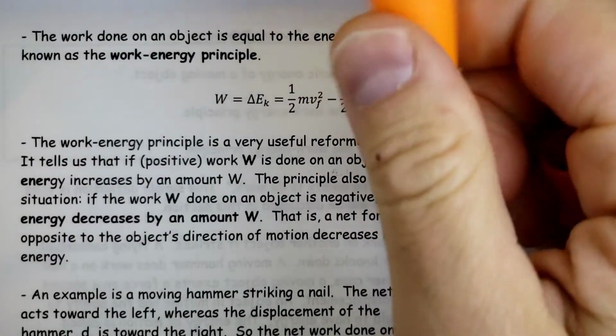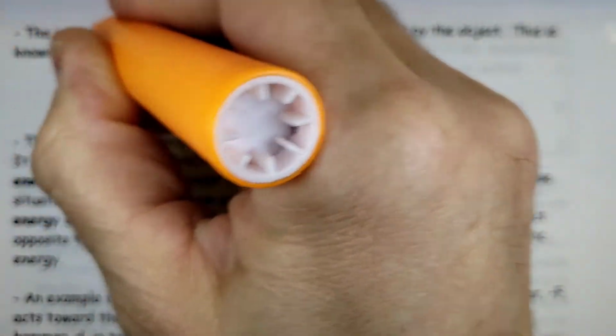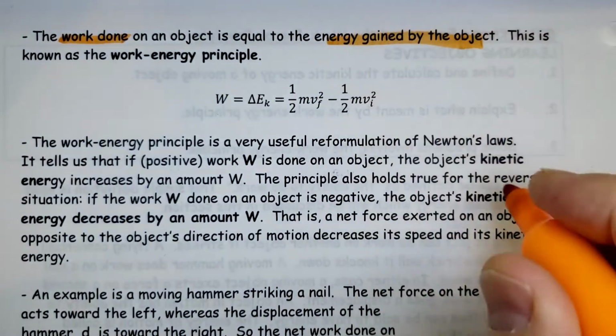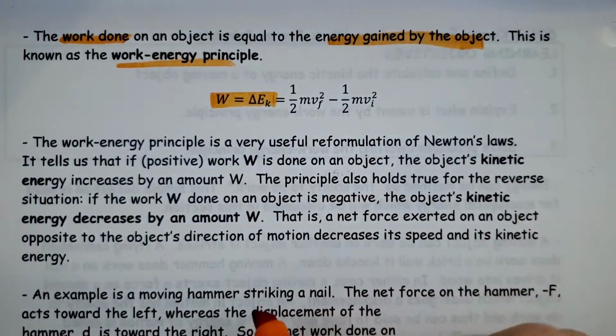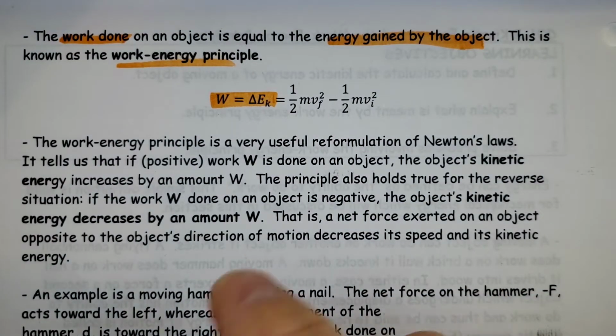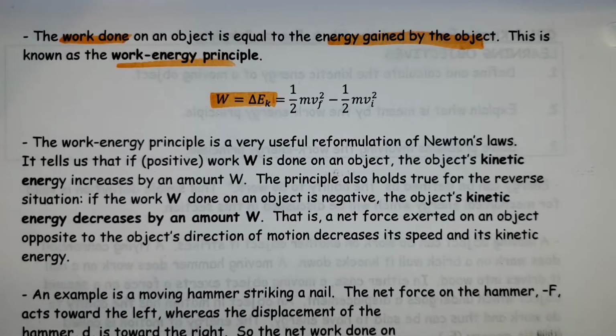Okay, if we look at the next page, the work done on an object is equal to the energy gained by the object. So the work done is equal to the energy that it has gained. This is known as the work energy principle. This is the key part right here. Work done is equal to a change in energy that it experiences.